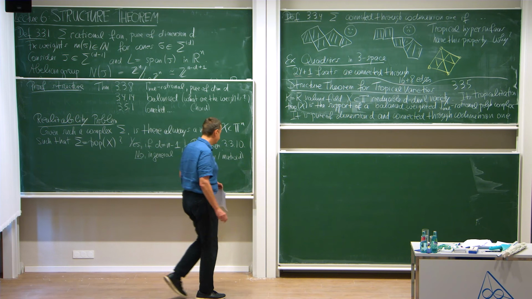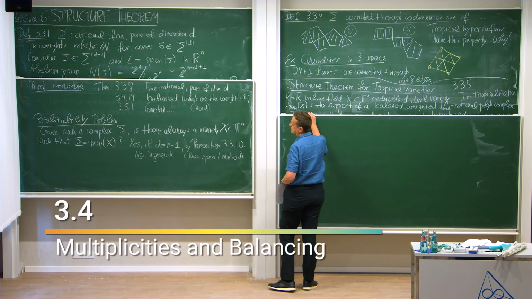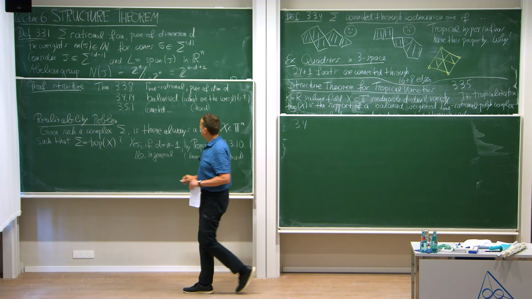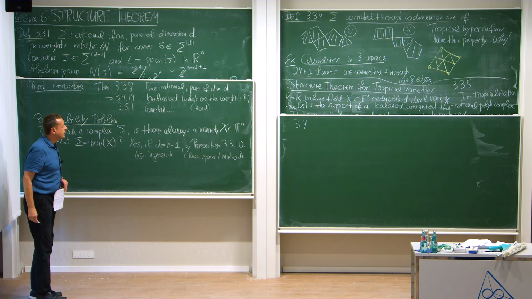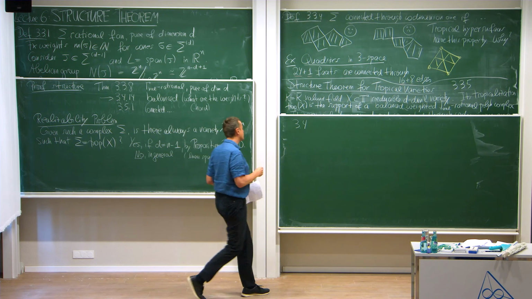So let me talk a little bit about section 3.4. I want to concentrate now on what are the weights, and how should we think about balancing? Okay, so multiplicities and balancing.